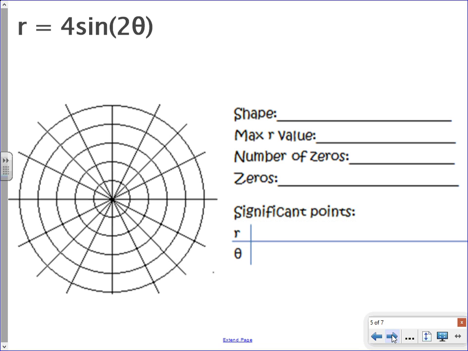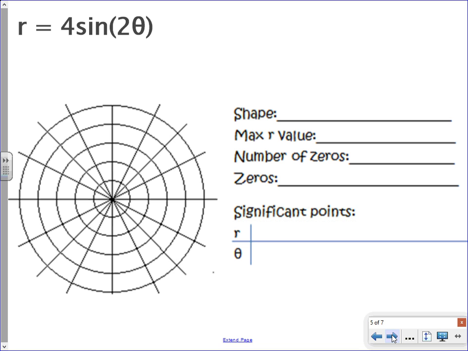Will this be on the non-calculator portion? Yep. Obviously. Okay. There will be no calculator for your quiz Wednesday. And then your test next Wednesday will be half calculator, half non. Basically, anything polar will always be on the non-calculator portion.